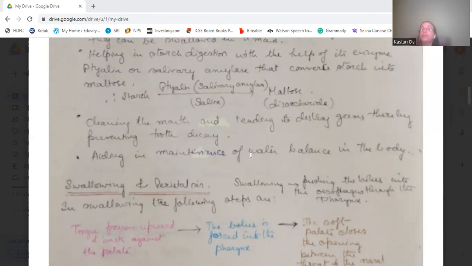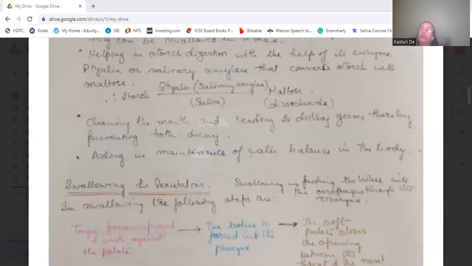Then, aiding in maintenance of water balance in the body. As saliva contains 99% of water, it also helps to maintain the water balance in the body. Now, swallowing and peristalsis.